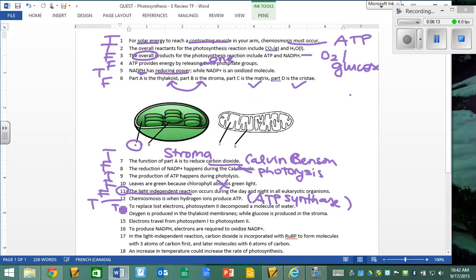Number 13 is true. To replace lost electrons, photosystem 2 decomposes a molecule of water. That's true. So photosystem 2, remember, is actually the first one, where light hits, electrons get excited, and they start moving. Photosystem 2 wants to put electrons back, so it breaks apart a molecule of water. Oxygen is produced in the thylakoid membranes while glucose is produced in the stroma. That's true. Oxygen comes from photolysis. Glucose comes from the Calvin-Benson cycle, and that's where they both happen.